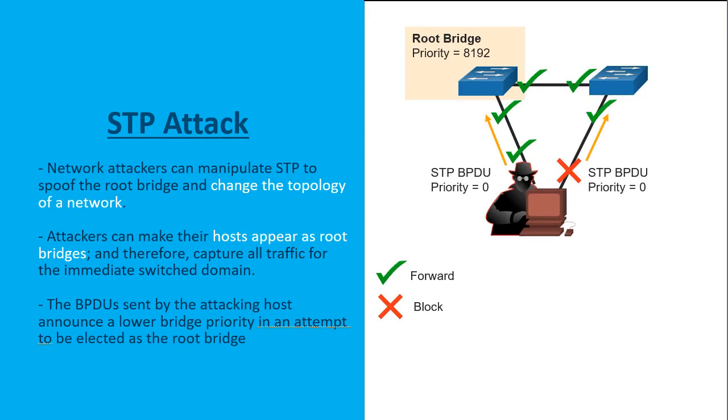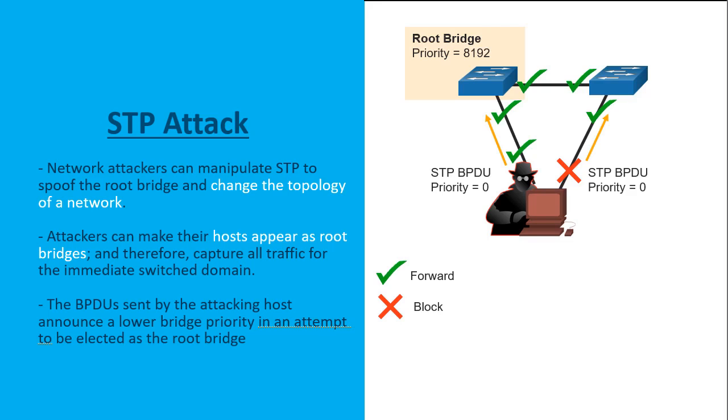Spanning tree is a protocol that is on by default on our Cisco switches. Its job is to provide us redundant connections while maintaining loop-free pathways, and it does it great. But the problem is threat actors can utilize spanning tree to actually change the topology of your network infrastructure. Now, the way they would do this is based off of logical, not based off of physical connections, but they would make their host appear as a root bridge.